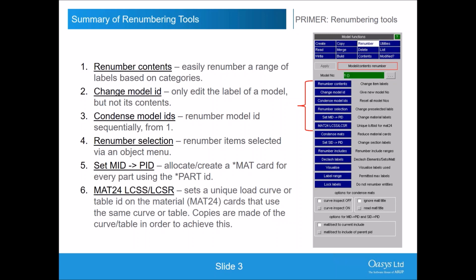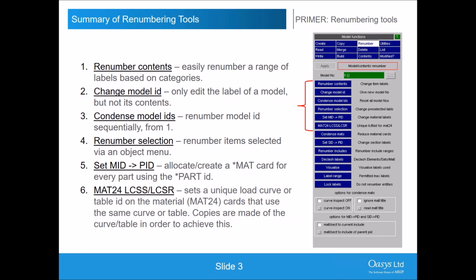Set Material ID to Part ID. This allows every single part card to reference a material ID that is the same as the part ID. This is useful if you've got, for example, a rigid material which has a constraint, and you don't want that constraint to be carried across all parts. You can press this button and it will generate a duplicate material ID to be the same so that they can act independently, for example.